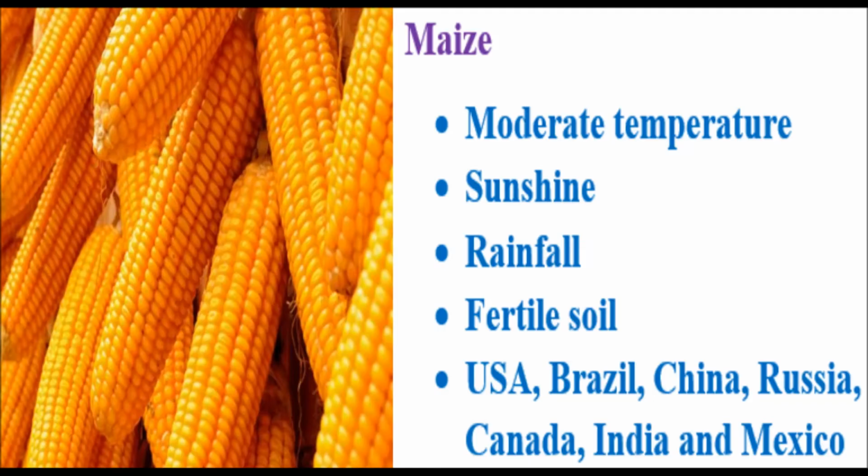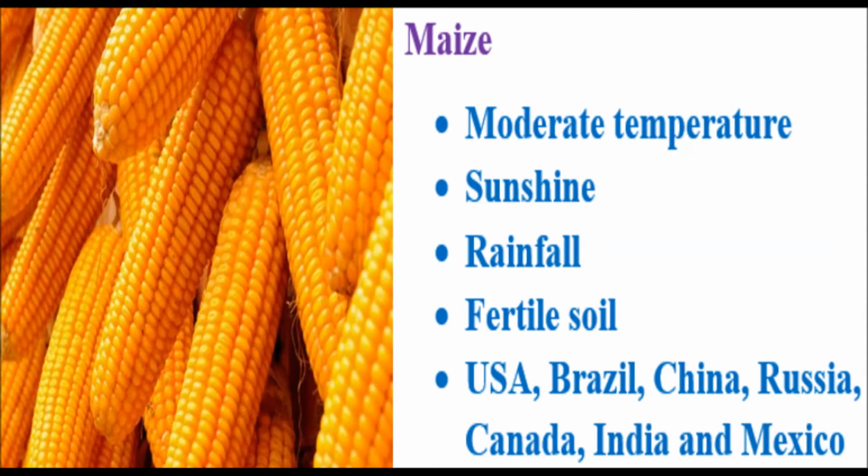Maize requires moderate temperature, rainfall, and lots of sunshine. It needs well drained, fertile soil. Maize is grown in North America, Brazil, China, Russia, Canada, India, and Mexico.